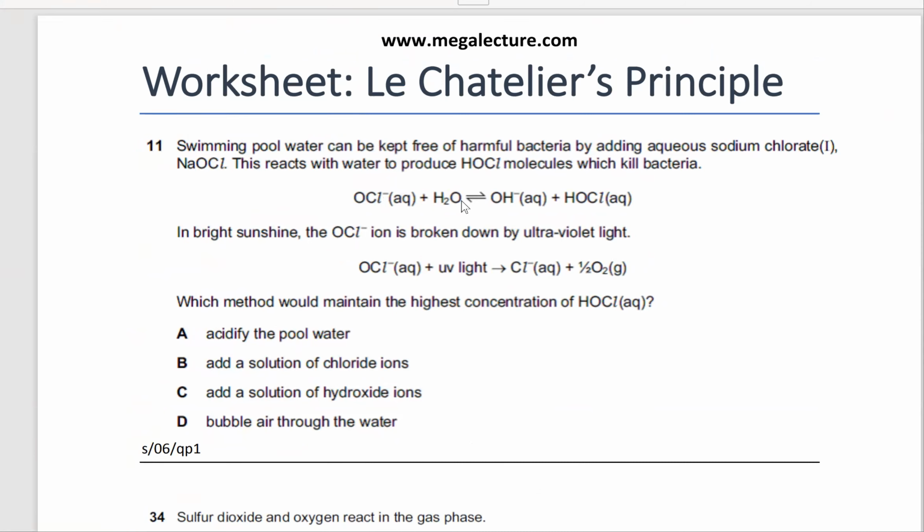So first one, you got these two reactions. He's saying that NaOCl is added to a pool. तो उसके water के अंदर add किया and you get this reversible reaction. ठीक है? The OCl ions they break down and they produce OH ions and HOCl, but it's a reversible reaction. And then he says that in bright sunshine, the OCl ions they also react with UV light and they produce these two molecules, one ion and one O2 gas molecule. This is not a reversible reaction. So which method would maintain the highest concentration of HOCl?